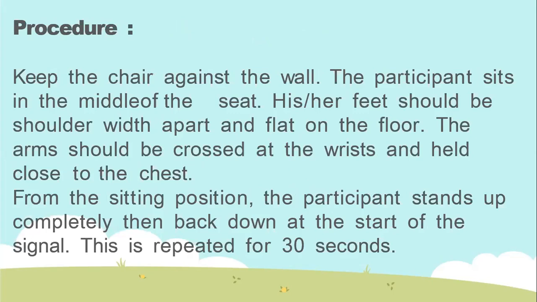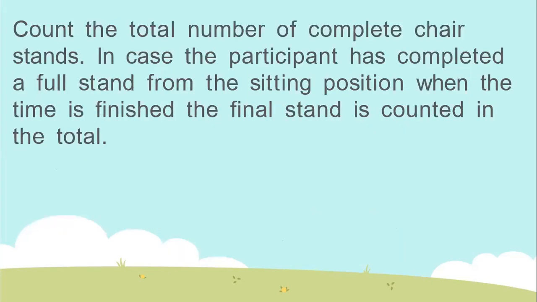Now, the procedure is to keep the chair against the wall. The participant sits in the middle of the seat. His or her feet should be shoulder width apart and flat on the floor. The arms should be crossed at the wrist and held close to the chest. From the sitting position, the participant stands up completely, then sits back down, at the start signal. This is repeated for 30 seconds.